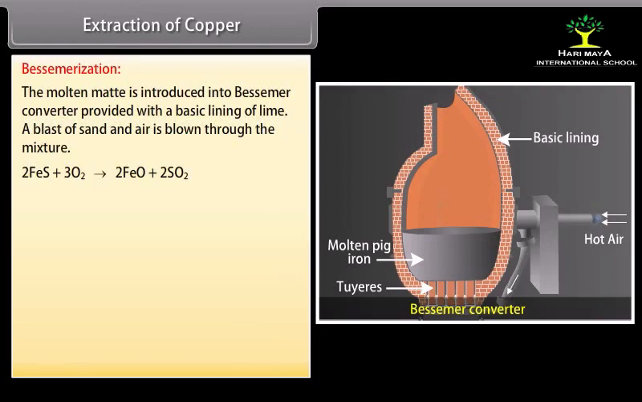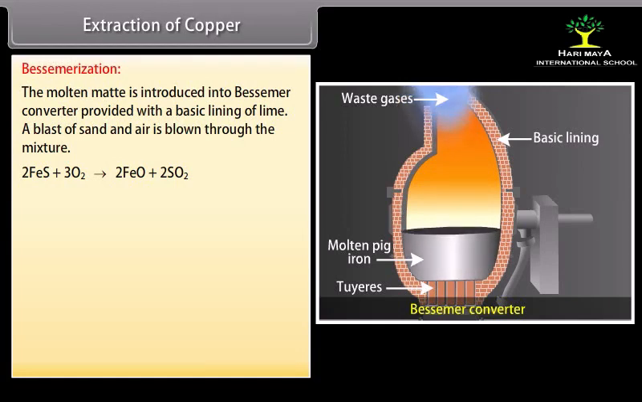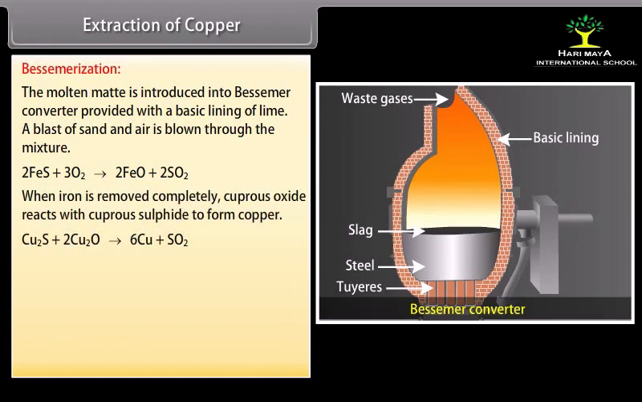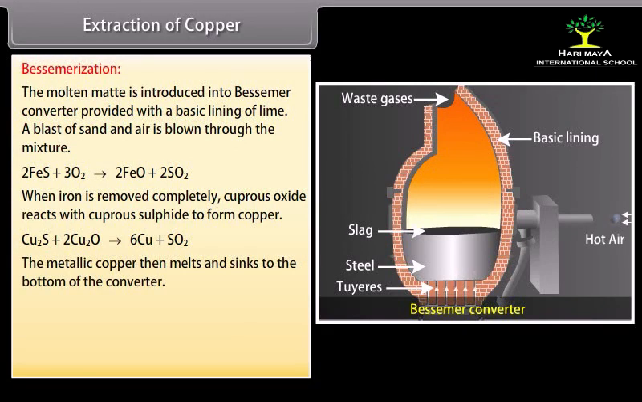Bessemerization. The molten matte is now introduced into a Bessemer converter provided with a basic lining of lime. The blast of sand and air is blown through the mixture. FeO is removed as FeSiO3. When iron is removed completely, cuprous oxide reacts with cuprous sulfide to form copper. The metallic copper then melts and sinks to the bottom of the converter.